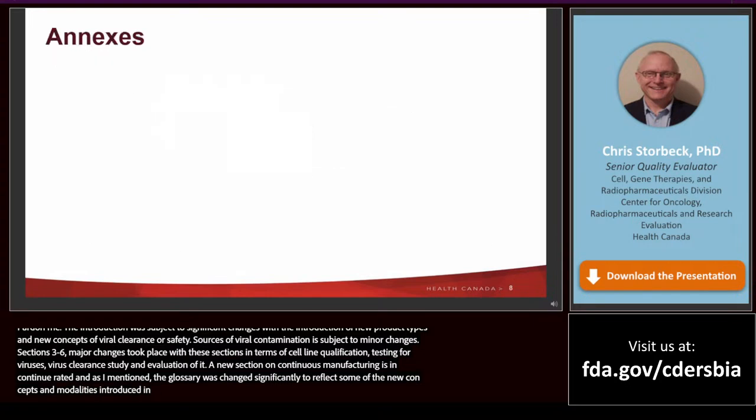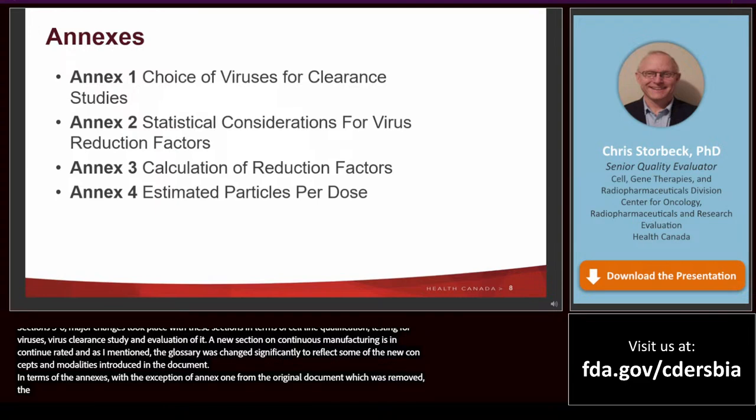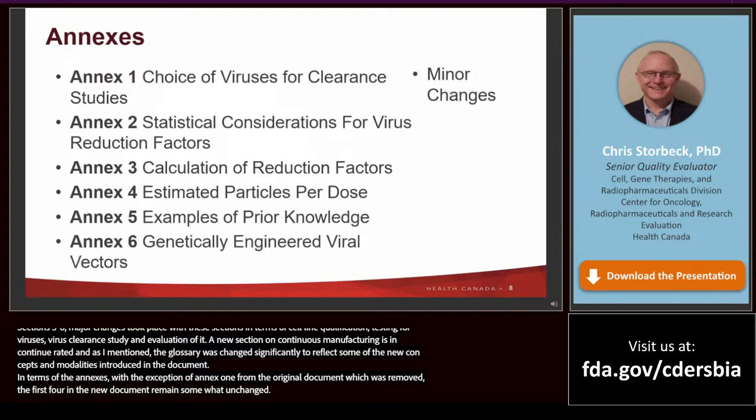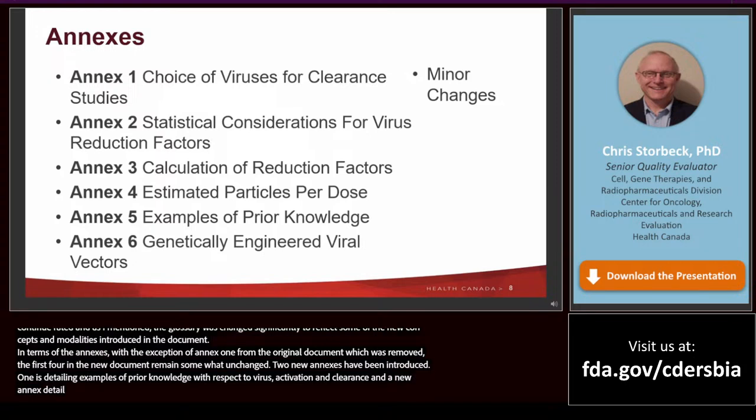In terms of the annexes, with the exception of Annex 1 from the original document, which was removed, the first 4 annexes in the new document remain somewhat unchanged. 2 new annexes have been introduced. One detailing examples of prior knowledge with respect to virus inactivation and clearance, and a new annex detailing aspects of genetically engineered viral vectors and the testing and viral clearance that is required for those new product types.